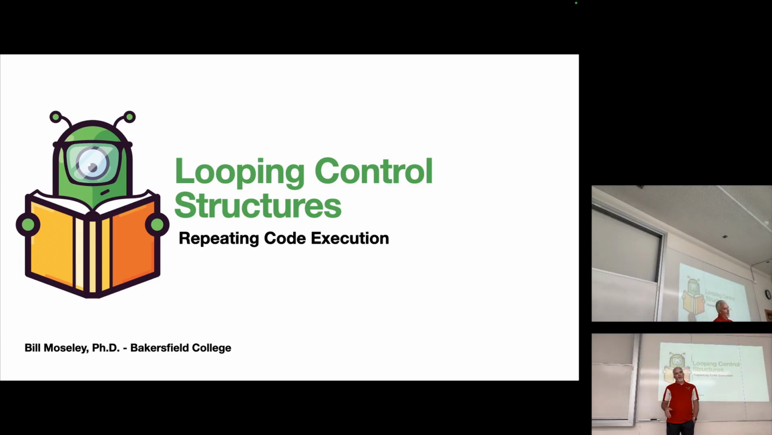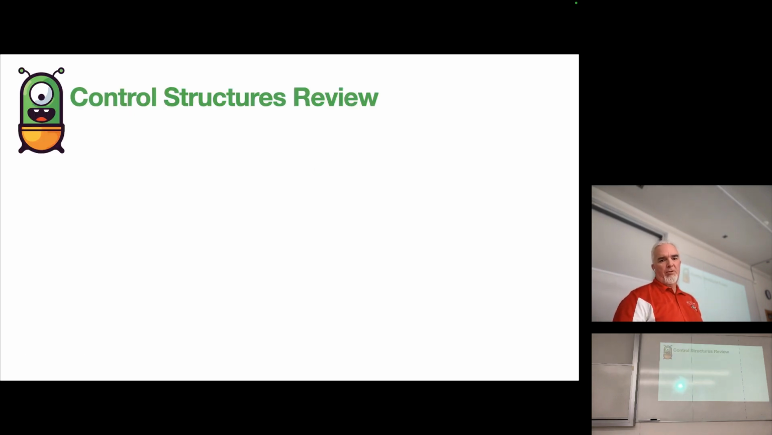In JavaScript, we've talked about our branching control structures already. And now we're going to move on to the second type of control structure, which is looping control structures. And so let's get into a little bit of what looping control structures actually are. So control structures can take a couple of forms in a basic sense.